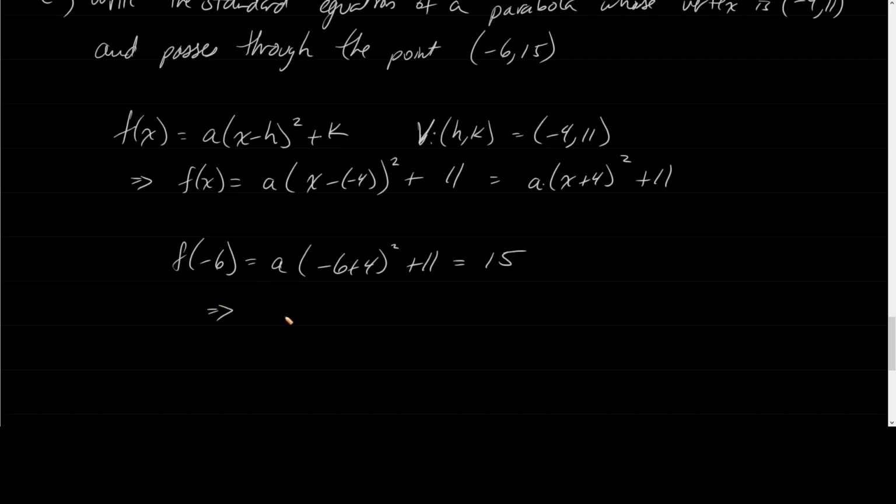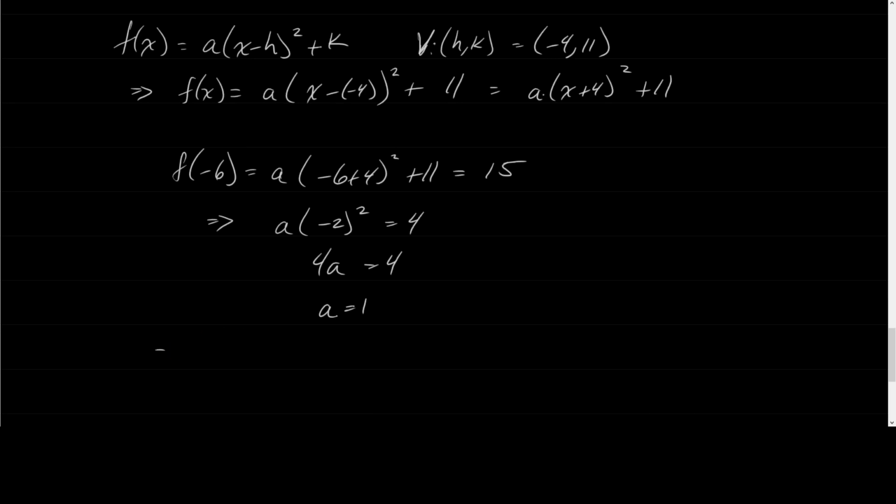So what does this give us? This gives us a times -2 plus, -6 plus 4 is -2, so -2 squared plus 11. Well, let's move that 11 to the other side. 15 minus 11 is 4. -2 squared is 4, so we have 4a is equal to 4, giving us that a is equal to 1. So in this case, f of x is equal to a, which is just 1. We don't normally write the 1 when we're multiplying. So it's just x plus 4 squared plus 11. All right? And that's our vertex form.